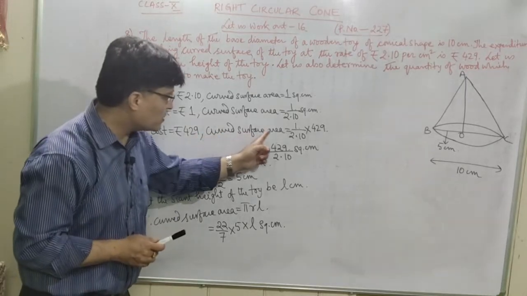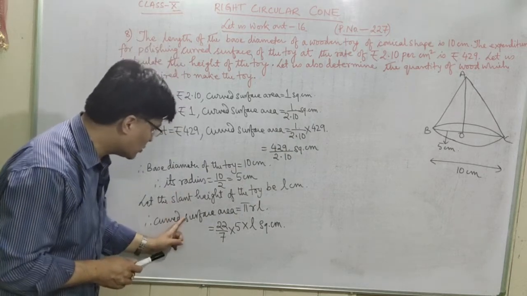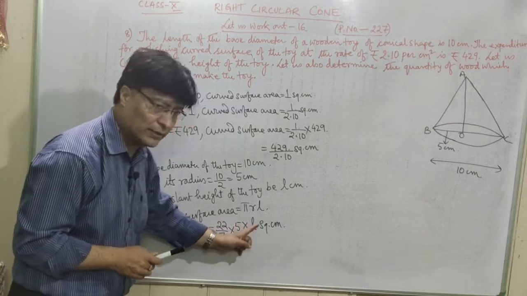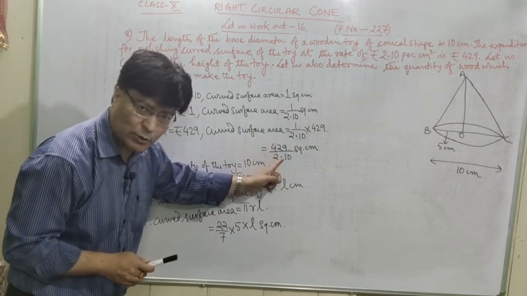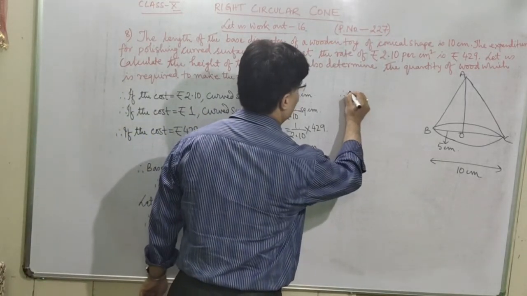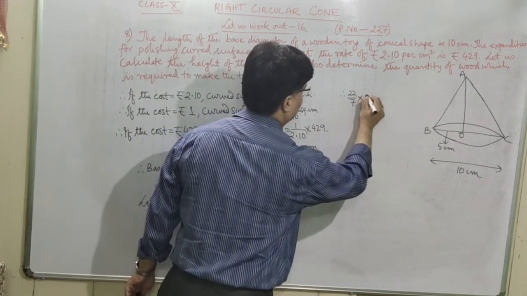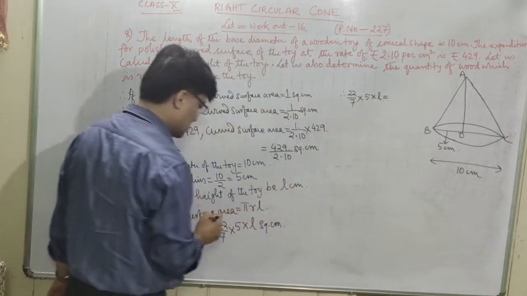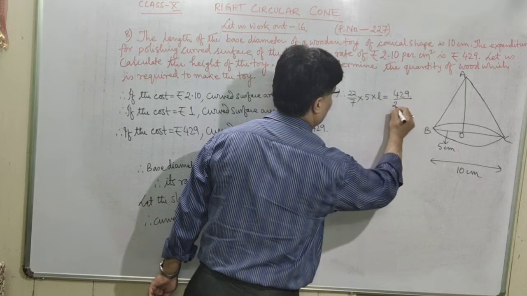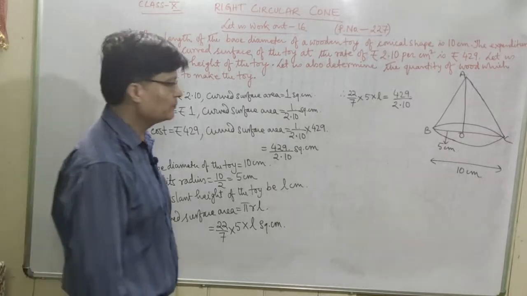So I think you have understood it. So this is also the curved surface area of the conical toy, that is 429 divided by 2.10 square centimeter. And this is also the curved surface area of the same conical toy, that is 22 by 7 into 5 into L. So both these must be equal. So we can write here, therefore 22 by 7 into 5 into L is equal to 429 divided by 2.10. So let us simplify it now, right?